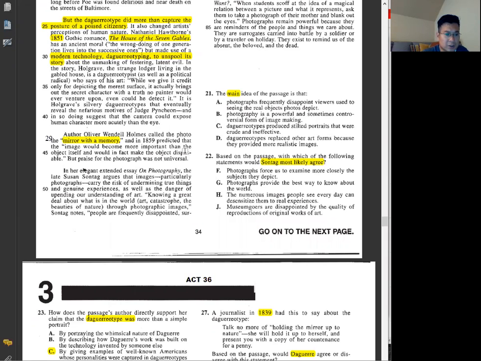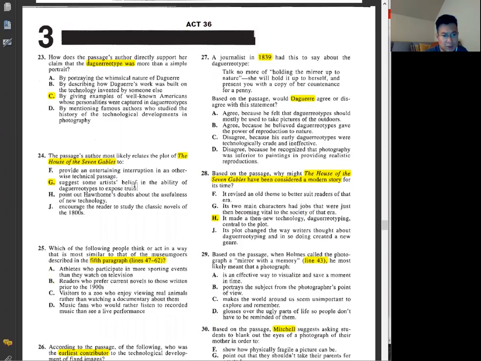And then the next paragraph: the author Oliver Wendell Holmes called the photo the mirror with a memory. In 1859, he predicted that the image would become more important than the object itself. So let's go to question 29.